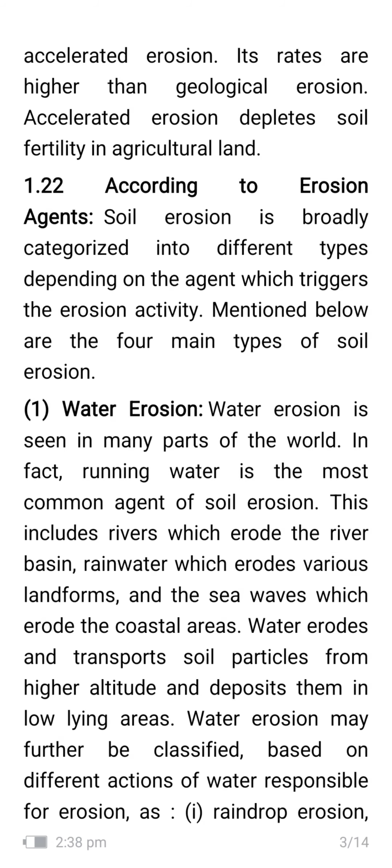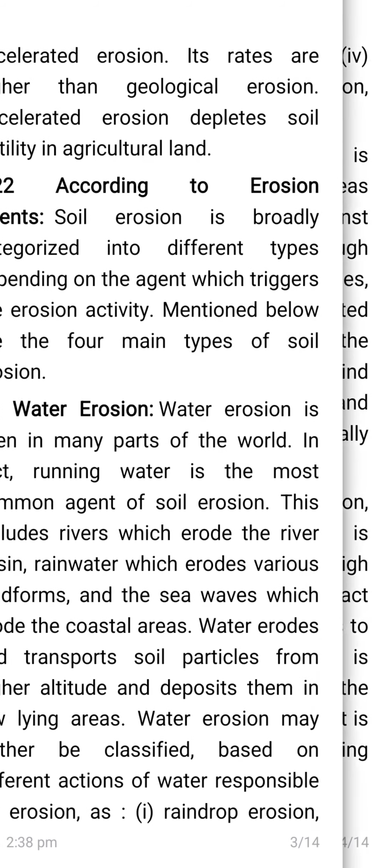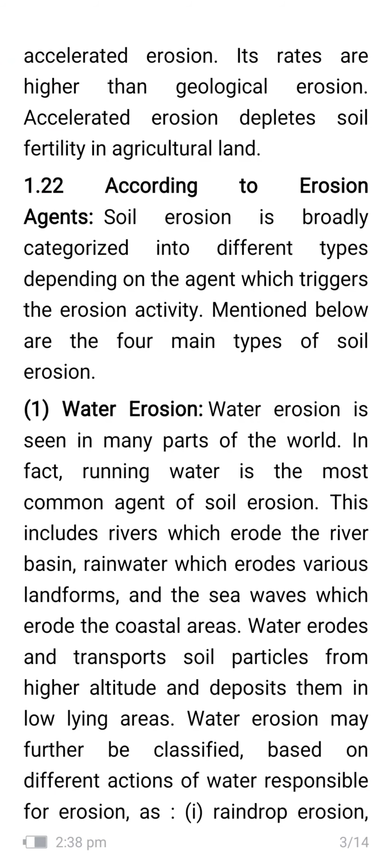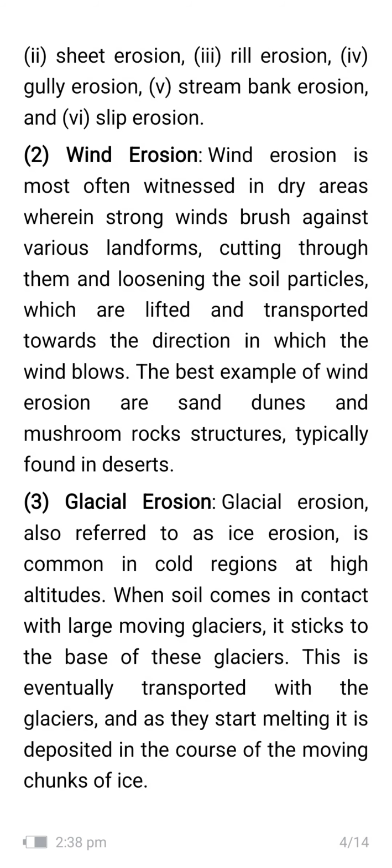Water erosion may be further classified based on the different actions of water responsible for erosion. First one is raindrop erosion. When the raindrop falls onto the land, it splashes. Next one, sheet erosion, rill erosion, gully erosion, stream bank erosion, slip erosion, according to the landform. After this, wind erosion.